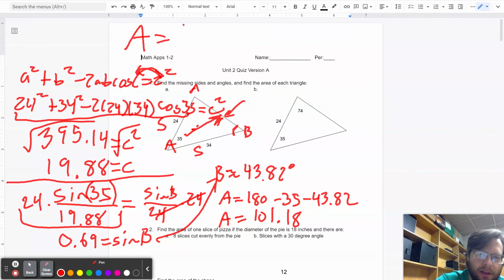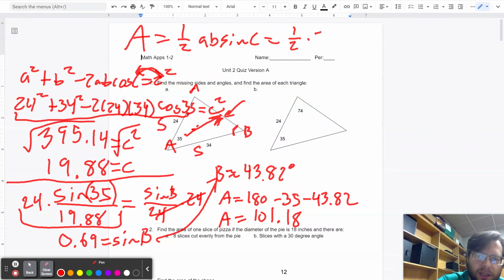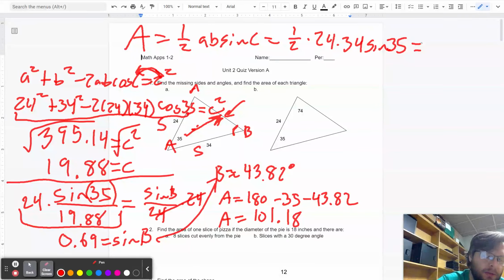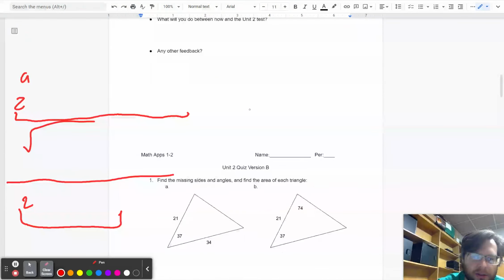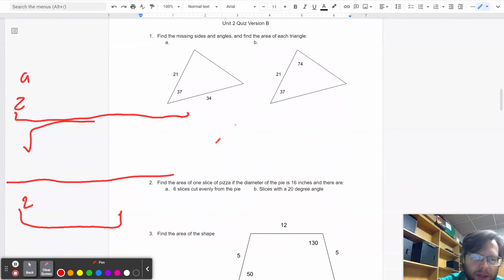To find the area, we can use our formula 1/2 ab sine of C, which in this case we already know the a and the b and the C angle. We can just type all that into the calculator. 1/2 times 24 times 34 times sine of 35, and you get 234.02. So that's it for question A. So I'll slide on down to version B to work on the next problem.